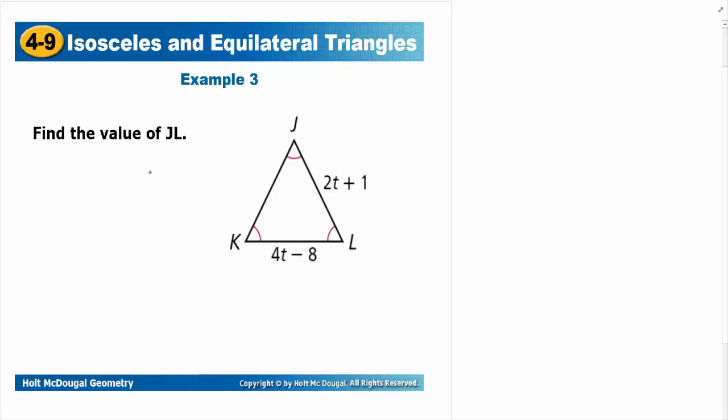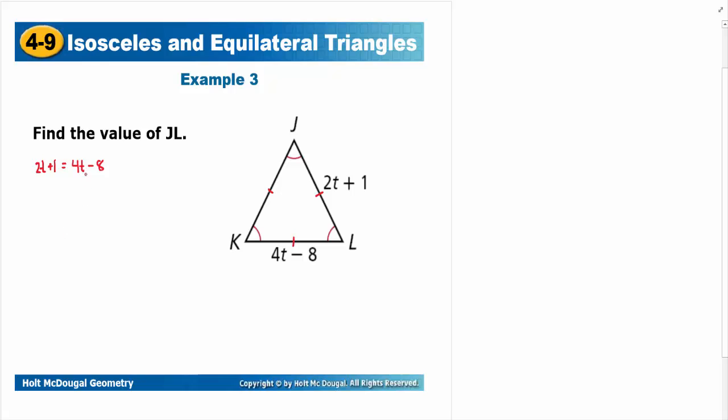Okay, so knowing that, they say find the value of JL. This is pretty straightforward. They're telling you you have an equiangular triangle. You know then it's equilateral, so you know all those sides are the same length. So in this case, all we need to do is set up our equation: 2t plus 1 equals 4t minus 8.